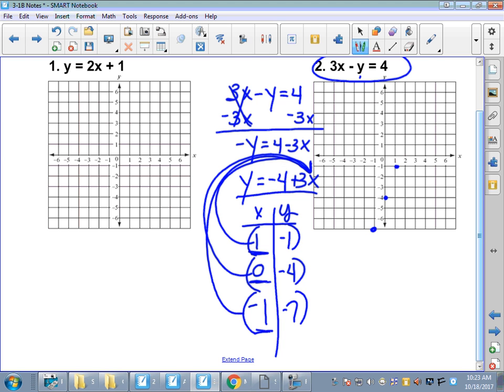Your 3 dots should line up in a straight line. We connect and go beyond, extend those lines. If I found any ordered pair on that line, they would work and be a solution to this equation.